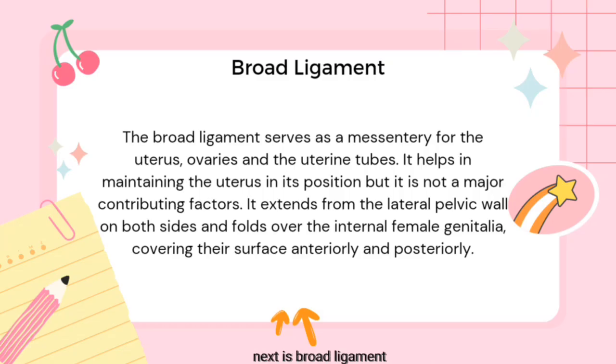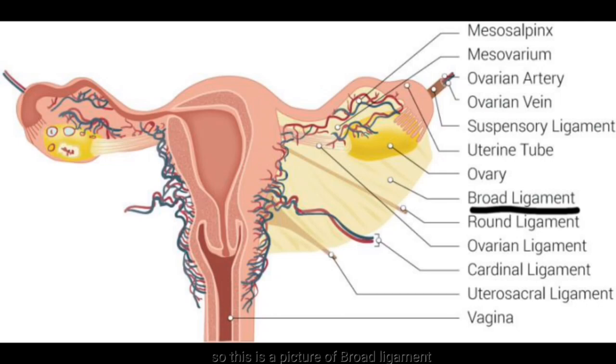Next is the broad ligament. The broad ligament serves as a mesentery for the uterus, ovaries, and the uterine tubes. It helps in maintaining the uterus in its position, but it is not a major contributing factor. It extends from the lateral pelvic wall on both sides and folds over the internal female genitalia, covering their surface anteriorly and posteriorly. So, this is a picture of the broad ligament.